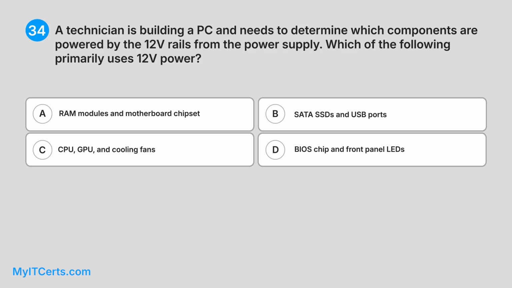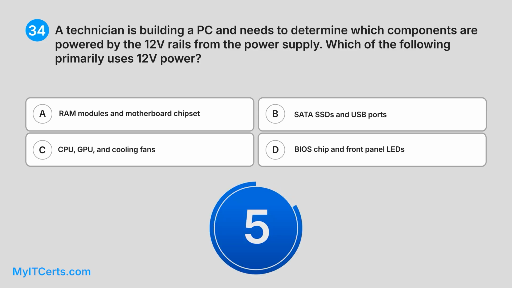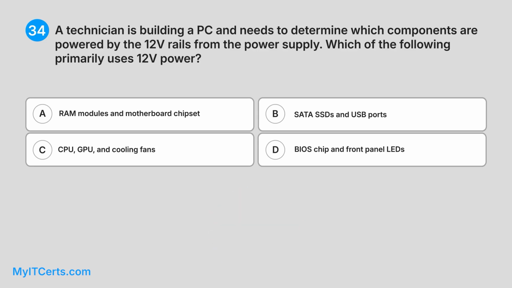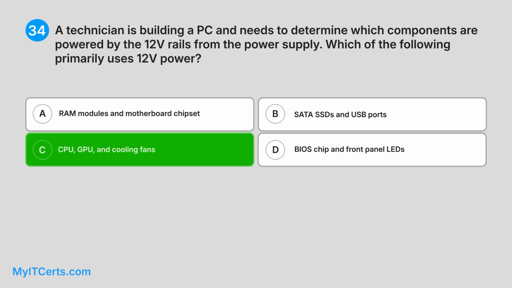A. RAM modules and motherboard chipset. B. SATA, SSDs and USB ports. C. CPU, GPU and cooling fans. D. BIOS chip and front panel LEDs. Can you guess the answer? Correct answer: C. CPU, GPU, and cooling fans.